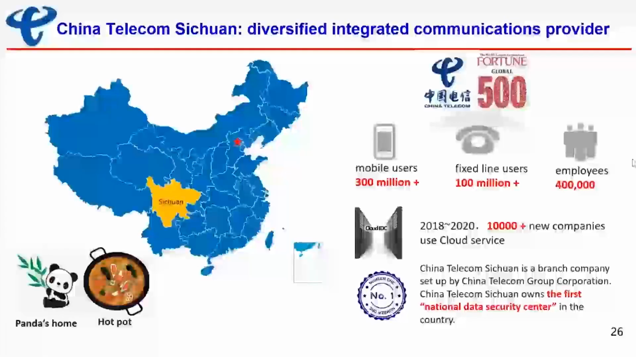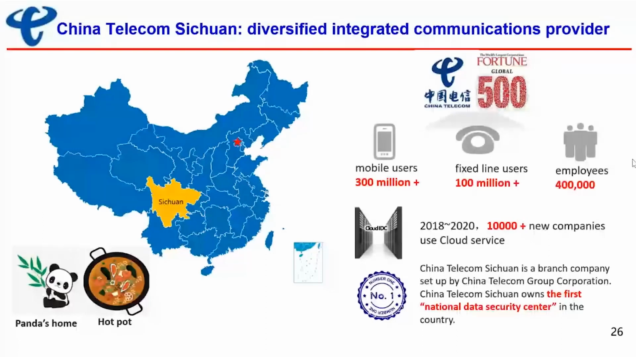Mainly engaged in fixed telephone, mobile communications, satellite communications, and internet access and application. As of December 2019, it has 300 million mobile phone users, 100 million fixed phone and broadband users, and more than 400,000 employees. As you know, Sichuan province is a place rich in products. It's panda home and has so much delicious food, such as hot pot.